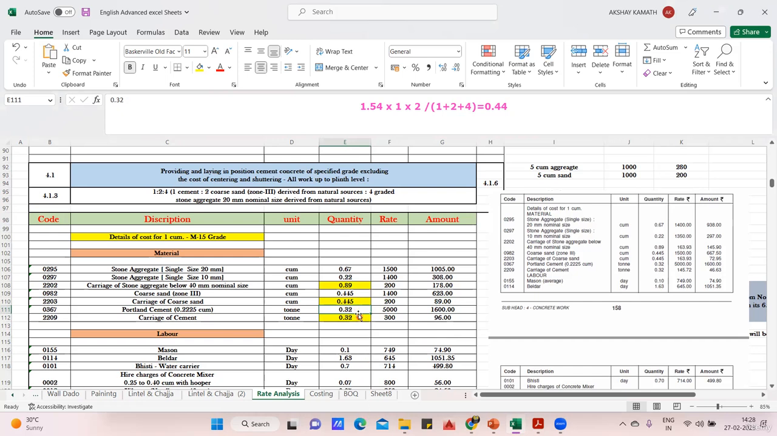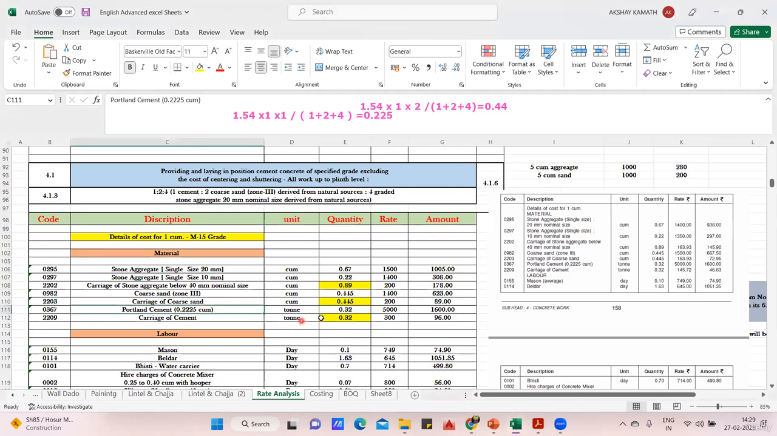So how did you get this 0.225? Do it for 1 cubic meter. How much do you get? 1.54. Okay, multiply by 1, the cement constant. Multiply by 1 cubic meter and divide by the total ratio, that is 1 is to 1 plus 2 plus 4, isn't it? You'll get the same answer of 0.225. So that is why they have directly written 0.225 cubic meter.